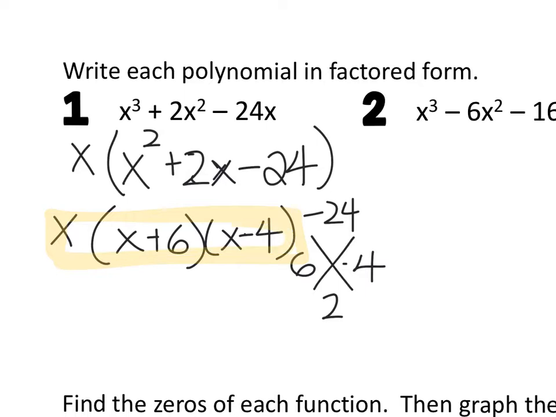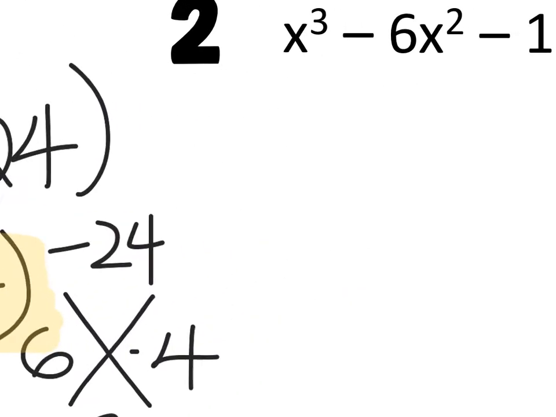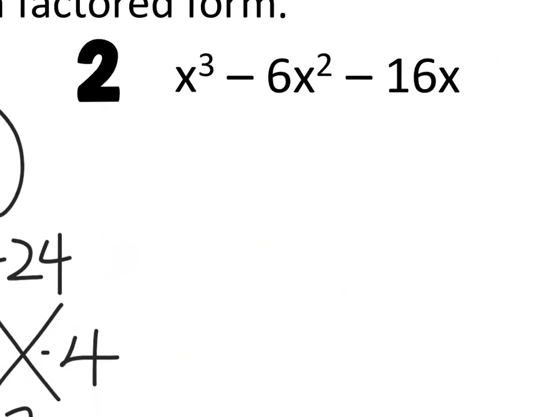That's what we're looking for. And we've done that before. Okay, so let's take a look at number 2. Again, we take out the GCF, and we're left with x squared minus 6x minus 16.